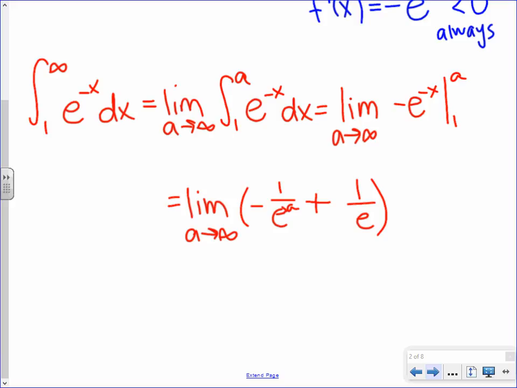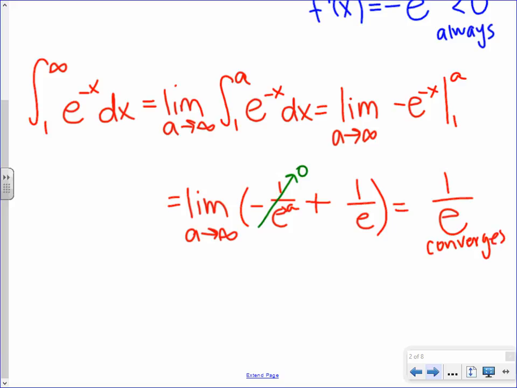The denominator goes to infinity, which means the fraction will go to 0. Okay. So we have 1 over e. What does that tell us? That this integral converges, right? When we were doing improper integrals, we would say, okay, this converges to 1 over e. All we care about is that this converges.